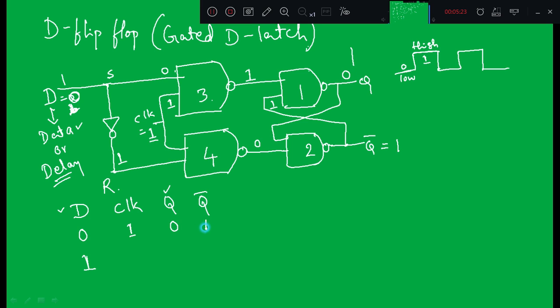And Q bar is equal to 1, right? Now we will apply the second input where D is equal to 1. Since D is equal to 1, S is equal to 1, that means this input will become 1 and the output of the inverter will become 0. Since one of the inputs of the fourth NAND gate is 0, the output will become high, right?